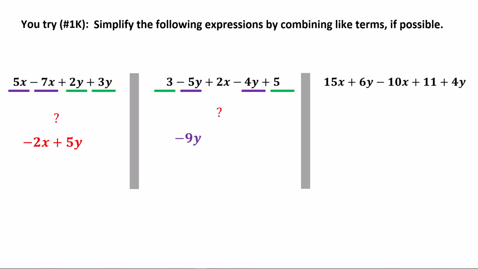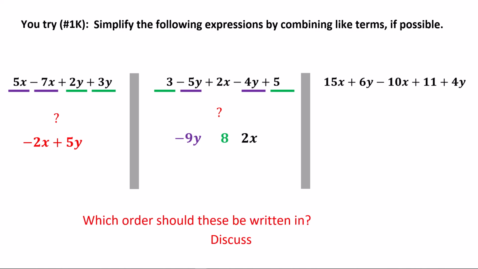The constant values 3 and 5 combine to make 8. And that leaves 2x as the final term. Now, we express this in alphabetical order, and so the 2x goes first, minus 9y, and then plus 8.